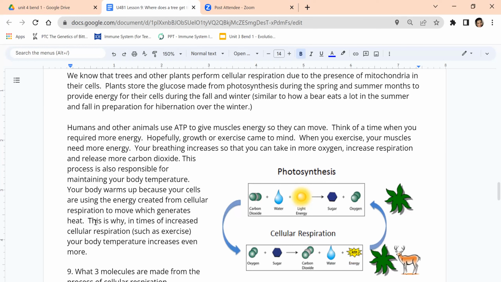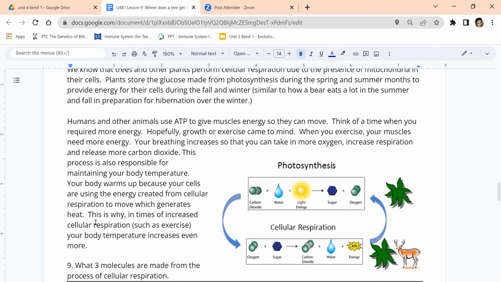Humans and other animals use ATP to give their muscles energy. So that's how we move. We need energy in our muscles in order to move. And we need more energy at certain times, like when we're growing or when we're exercising. When you exercise, your muscles need a lot more energy. And so when you exercise, your breathing increases, and that allows you to take in more oxygen. And that increases cellular respiration in your body so that you can get more energy.